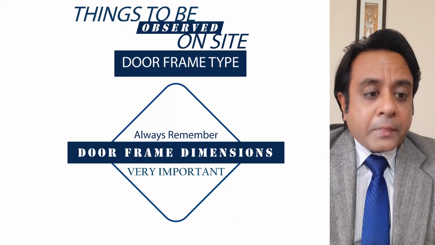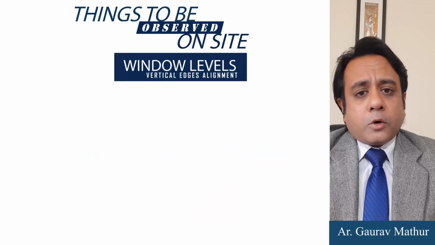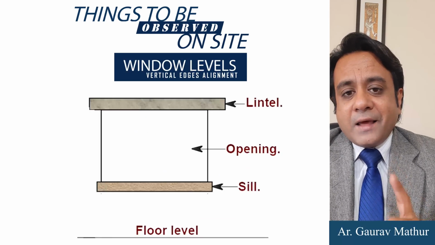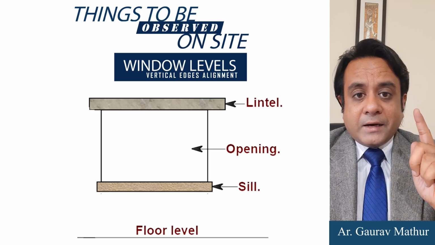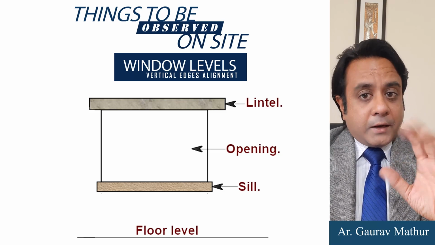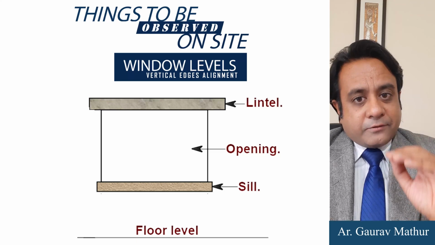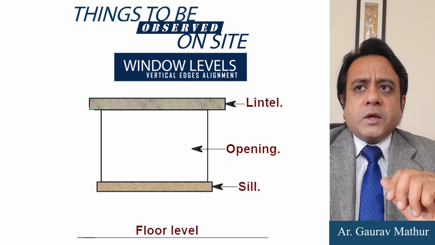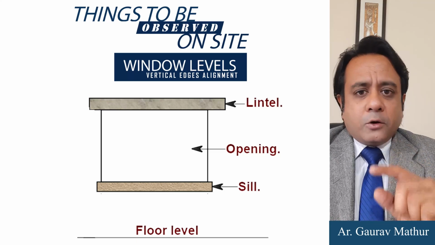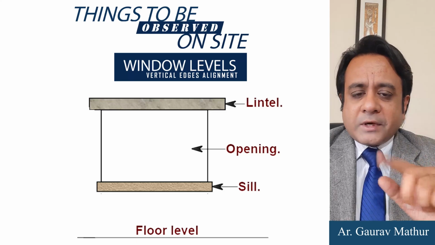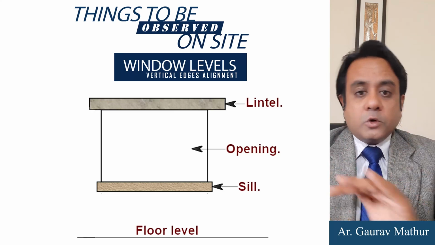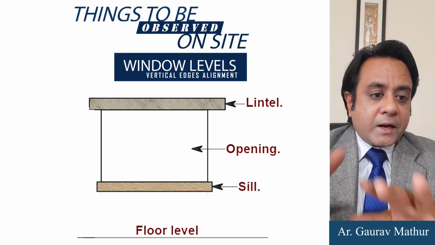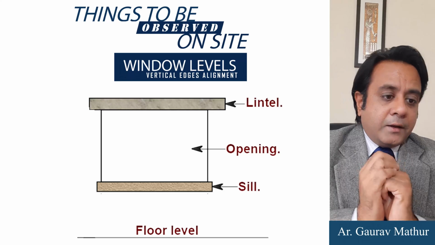Then another important thing is you must check the levels of the windows on the site, the sill level and the lintel level. Because if you don't do that, sometimes it has been observed that there is a difference of a few inches, and when a window comes to get installed and he takes the measurements, it becomes a little tricky at that point of time. So it's always better to check it, and if you want to do any correction there, you should be able to do that.